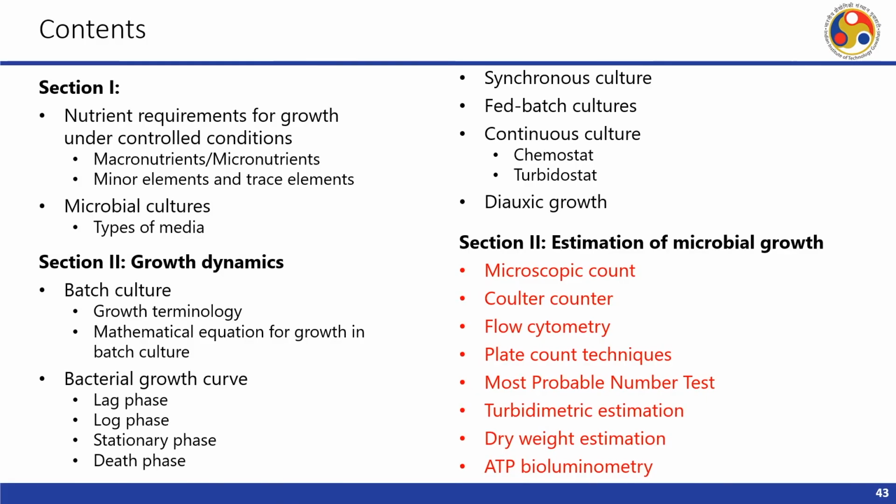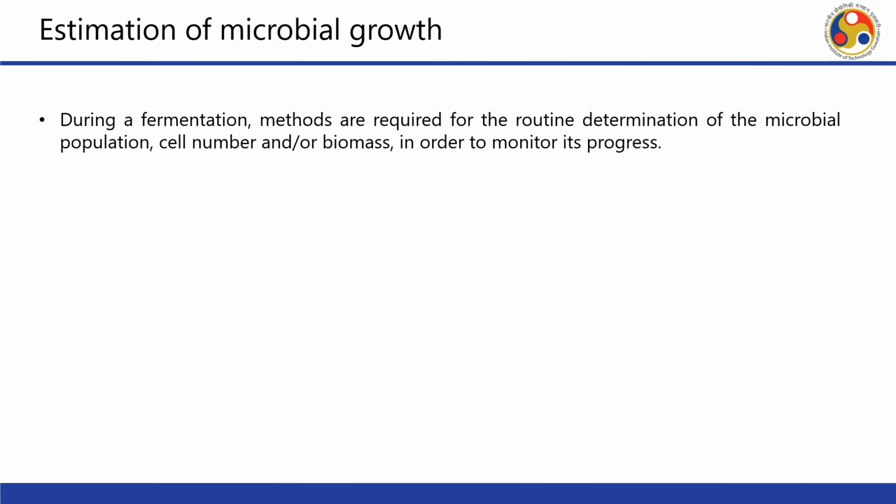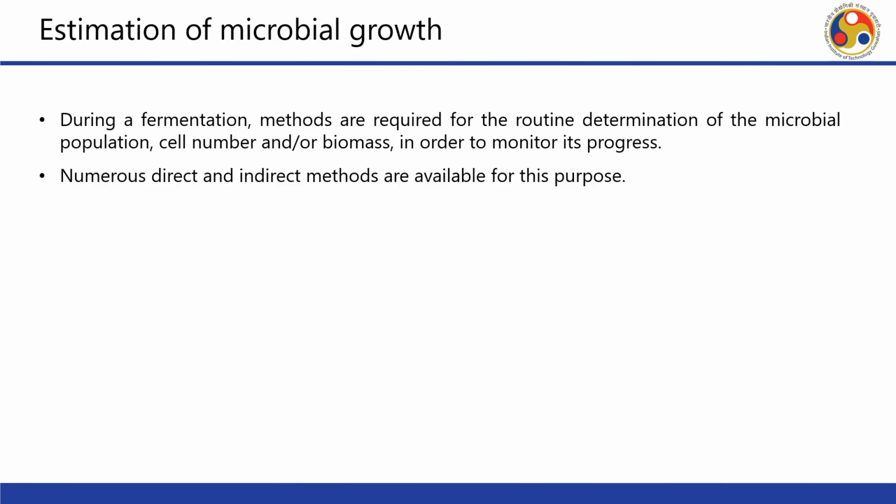Now, let us study about the methods to estimate microbial growth. So, here we will be discussing about microscopic count, the Coulter counter, flow cytometer, plate count technique, then MPN test, turbidometric estimation, dry weight estimation, and ATP bioluminometry. During a fermentation, methods are required for the routine determination of microbial population, cell number and or biomass in order to monitor its progress. Numerous direct and indirect methods are available for this purpose.